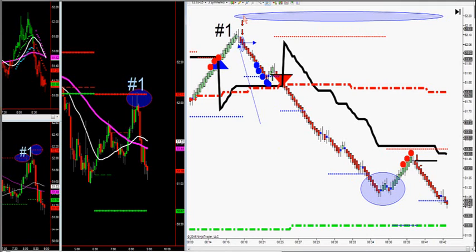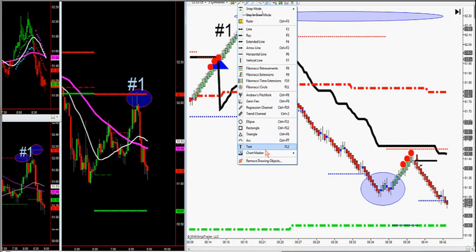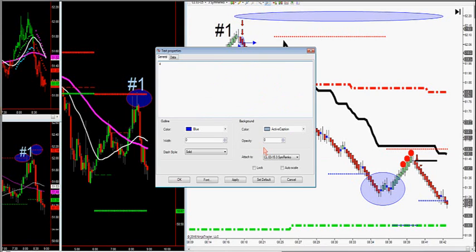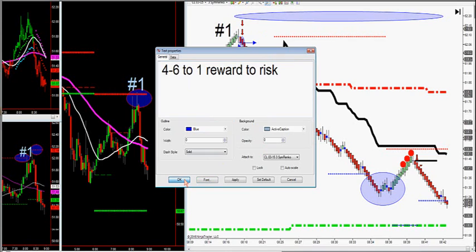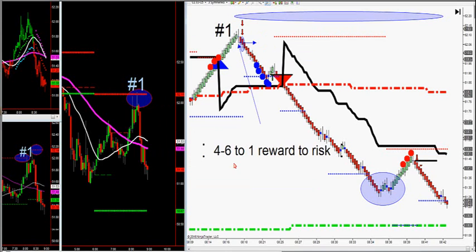Because what we're trying to do, guys and gals, with this system, is make an average of 4 to 6 to 1 reward to risk. And this is why we do so well in the room. This is what separates us from everybody else out there. We're not scalpers. We're not trying to make a tick or 3 ticks or 5 ticks or 10 ticks. We're trying to make $400 to $600 with $100 potential risk.